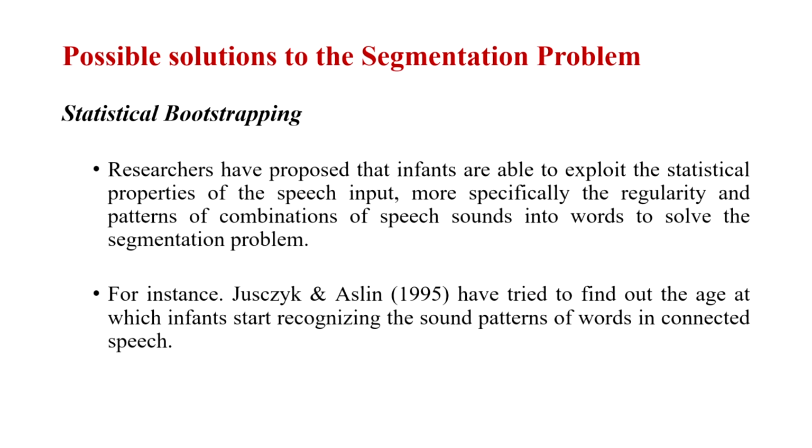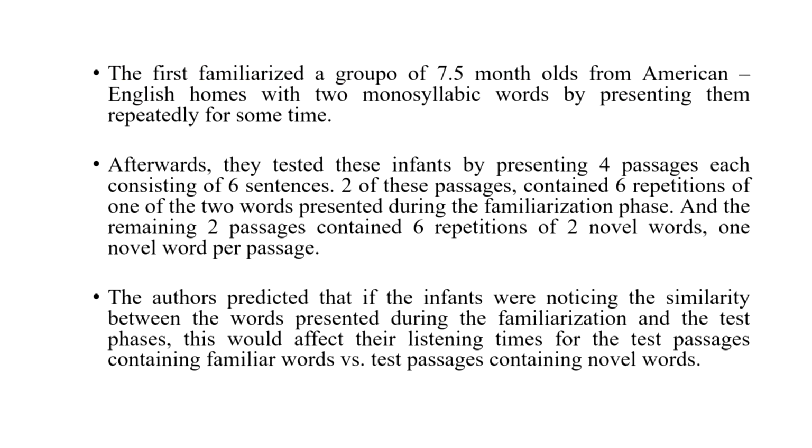So, Jusczyk and Aslin in 1995 tried to find out the age at which infants start recognizing the sound patterns of words in connected speech. What did they do? They familiarized a group of 7.5-month-old infants from American English homes with two monosyllabic words by presenting them repeatedly for some time. It could be any monosyllabic word, pat, bat, mat, hat, anything, and they repeated these words for a given span of time until they were familiarized.